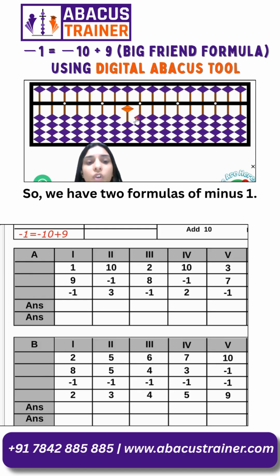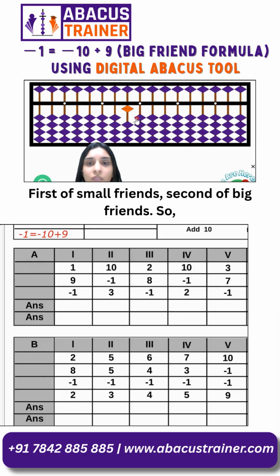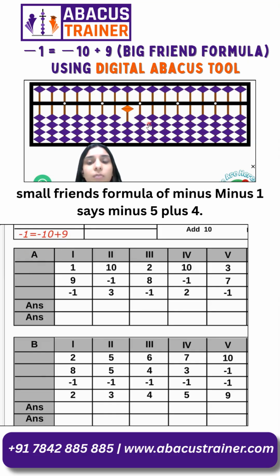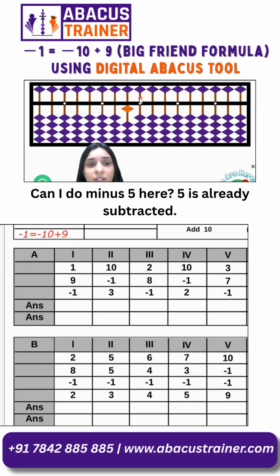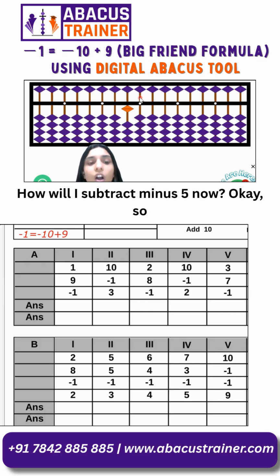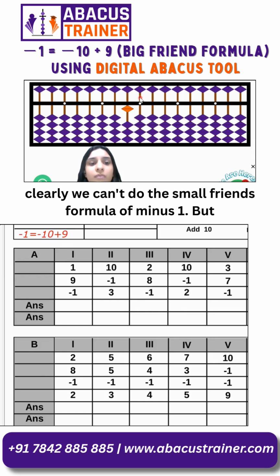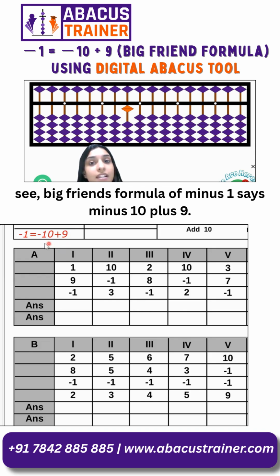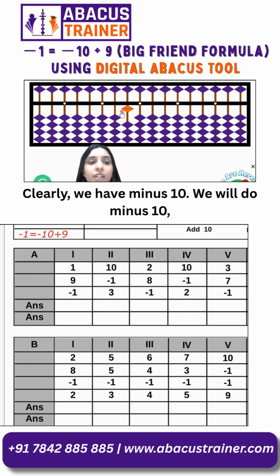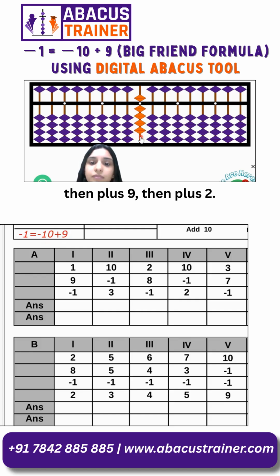So we have two formulas of -1. First of small friends, second of big friends. So small friends formula of -1 says -5 plus 4. Can I do -5 here? 5 is already subtracted. How will I subtract -5 now? Okay. So clearly we can't do the small friends formula of -1. But see, big friends formula of -1 says -10 plus 9. Clearly we have -10. We will do -10, then plus 9.